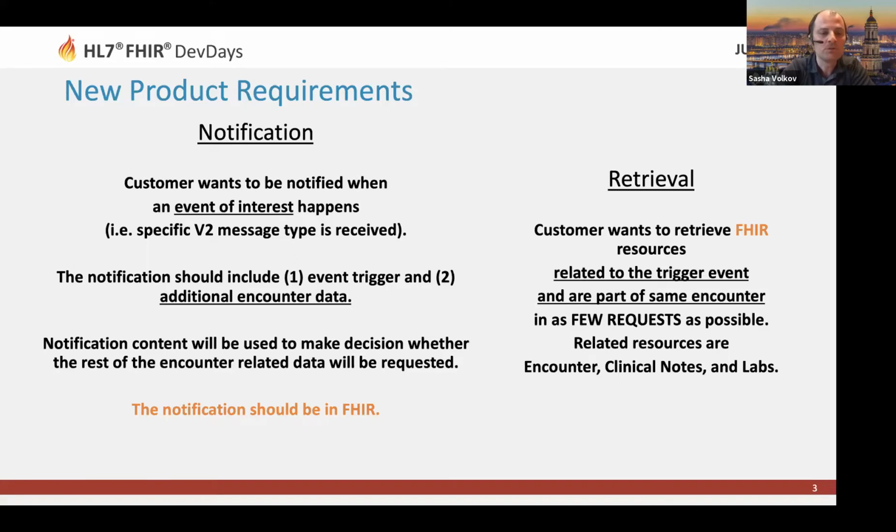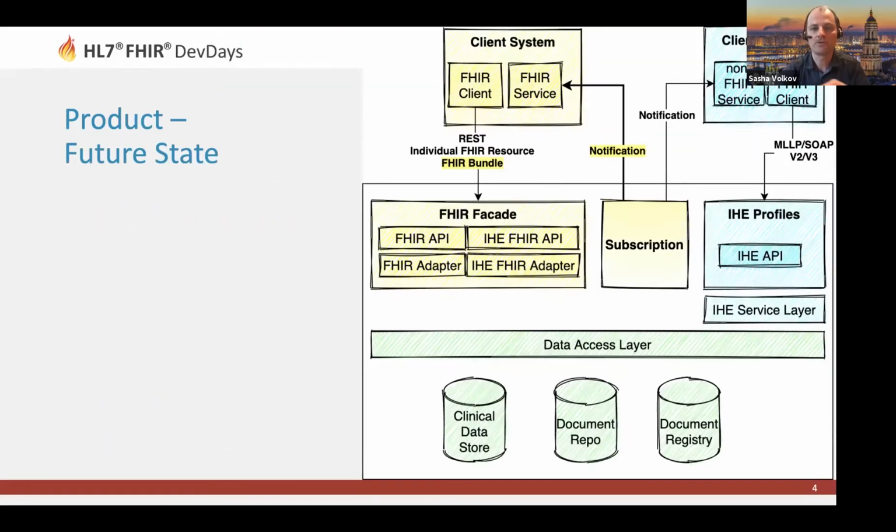And the reason they want to include additional encounter-related data is because in their system, they want to make a decision whether they want to retrieve more information from our system so that they can use it in their downstream workflow. This retrieval should be, again, done in FHIR and should be completed in as few interactions as possible. So that will be a very interesting requirement for us. What do you think? What are your first thoughts? How can we support this in our existing system, Maidul?